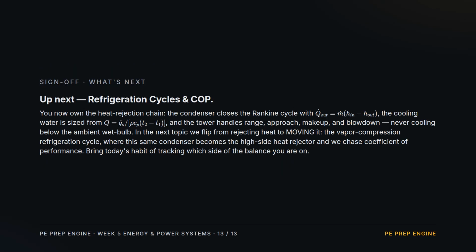You now own the heat rejection chain. The condenser closes the Rankine cycle. The cooling water is sized from the water side balance, and the tower handles range, approach, makeup, and blowdown, never cooling below the ambient wet bulb. Next topic, we flip from rejecting heat to moving it, the vapor compression refrigeration cycle, where the same condenser becomes the high side heat rejector, and we chase coefficient of performance. Bring today's habit of always knowing which side of the balance you are on.